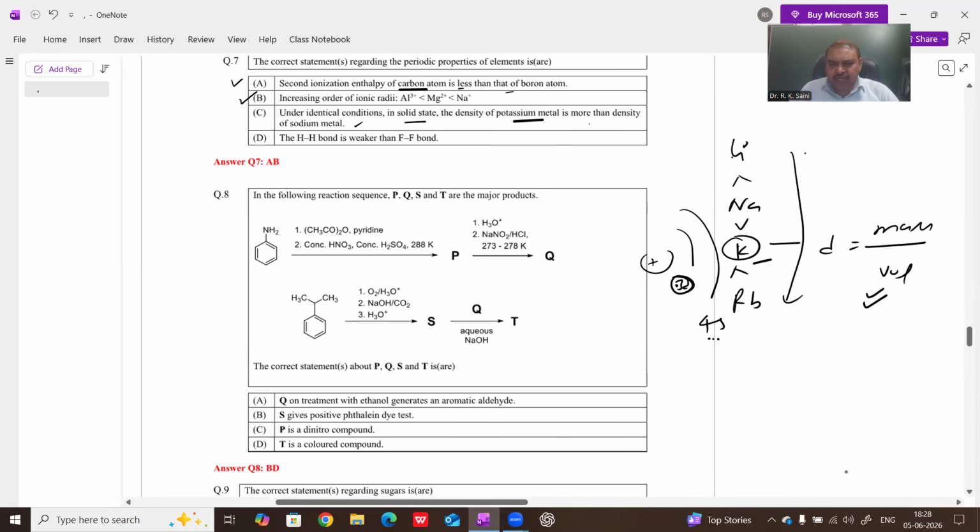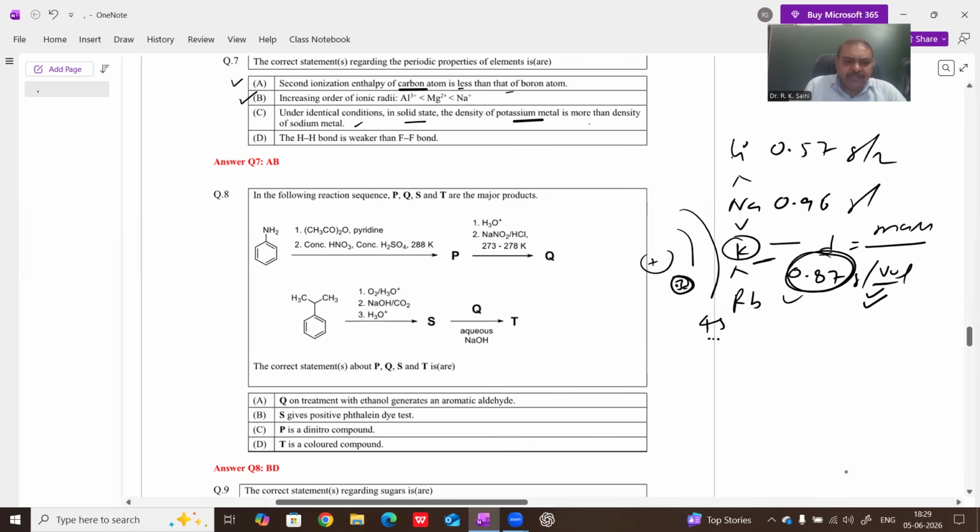Therefore, the density of potassium is slightly less than sodium. Density of lithium is 0.57 gram per ml. Density of sodium is 0.96 gram per ml. And density of potassium is 0.87 gram per ml. It means the density of potassium is less than sodium.